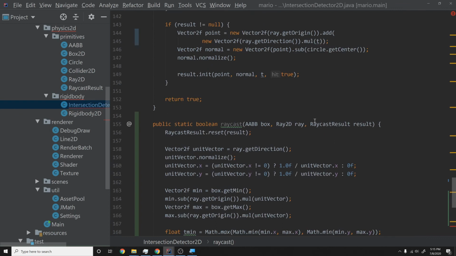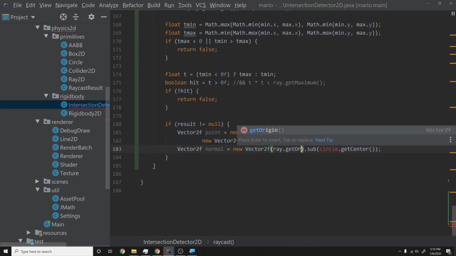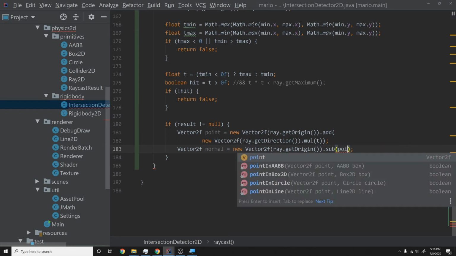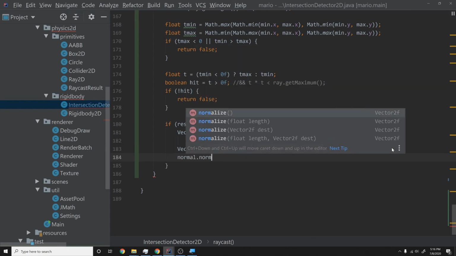So we can literally just copy the circle because this will still give us the correct result. If we copy that, instead of circle.getCenter, we're going to say point, and we're going to say ray.getOrigin minus the point. Yeah, that should work fine. So we use that, and then we'll say normal.normalize too.